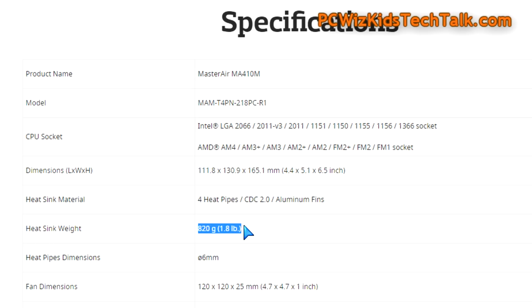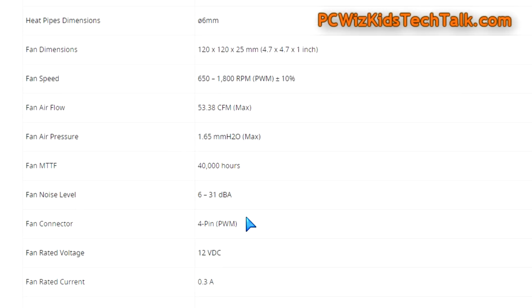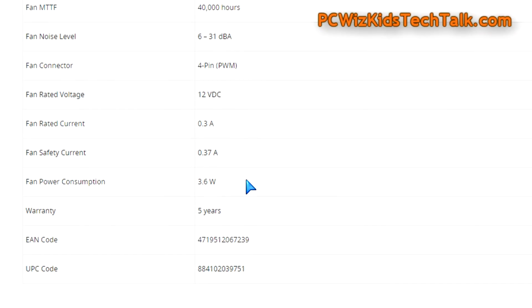And for heat pipes, those are CDC 2.0, continuous direct contact technology, 45% more contact surface area, so I'm looking forward to that. And with those two RGB fans that it comes with, we'll be able to control those and play around with some effects. 5 years warranty on that, by the way, so they really stand behind their product.